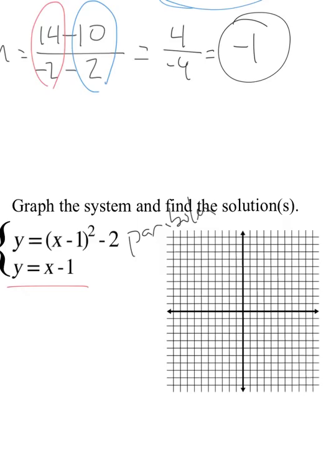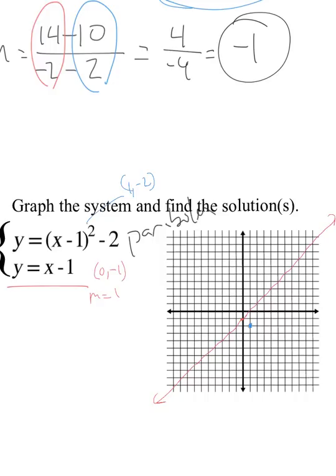We have a y-intercept at 0, negative 1, and a slope of 1. So I'm going to start there. And I'm just going to go up 1 and over 1. And hopefully draw a pretty straight line on that. Close. The other thing I'm now going to do is graph y equals x minus 1 quantity squared minus 2. I know that that's a parabola, and it has a vertex at 1, negative 2. So I'm going to find that point, 1, negative 2.